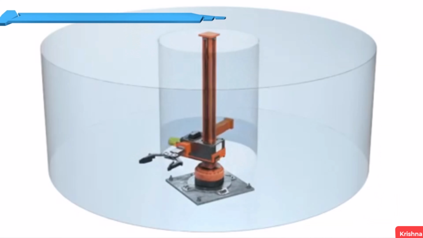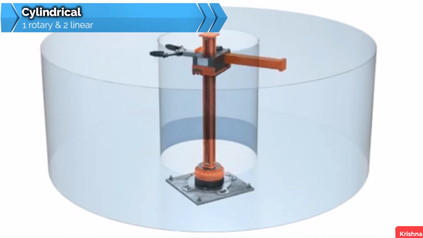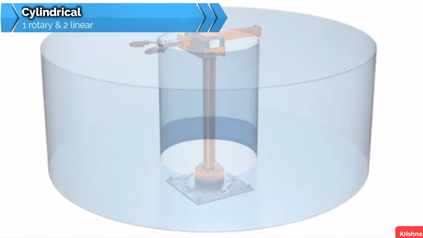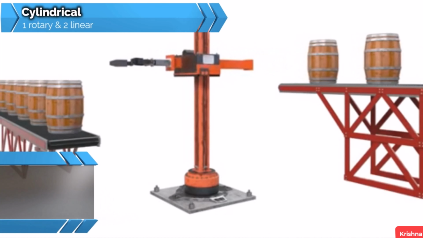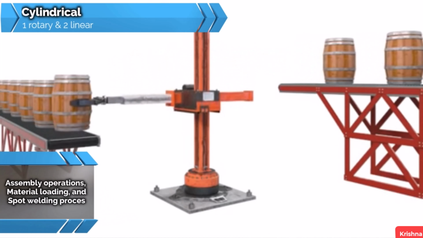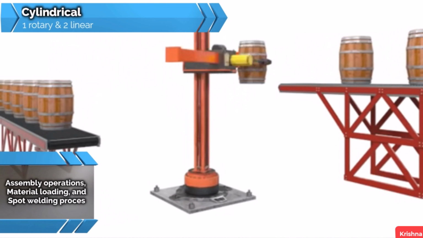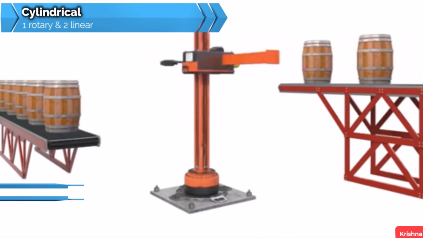This type of configuration is suited for motions around a fixed base, as in assembly operation, material loading, or machine tool table. This kind of configuration is also utilized for spot welding.